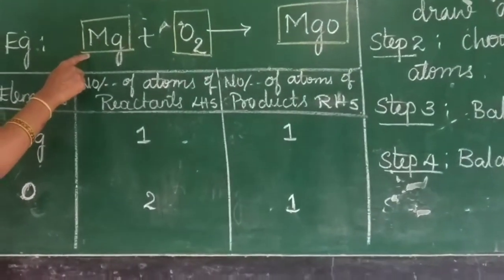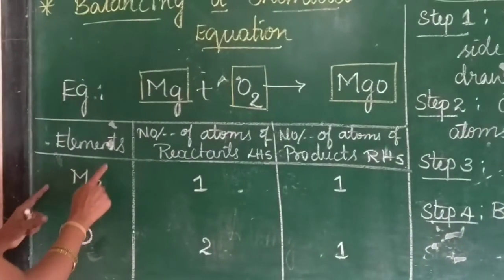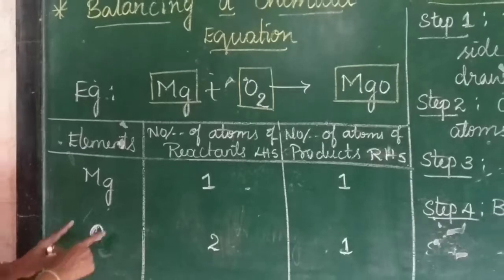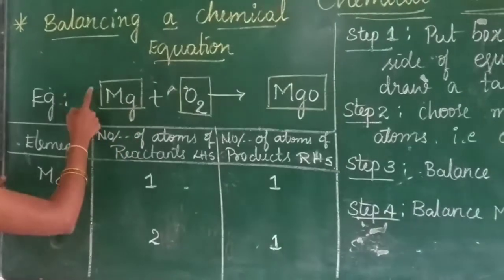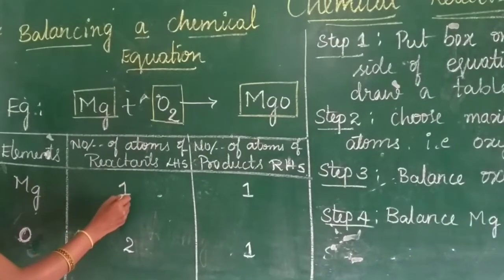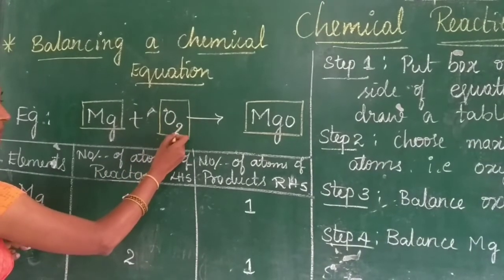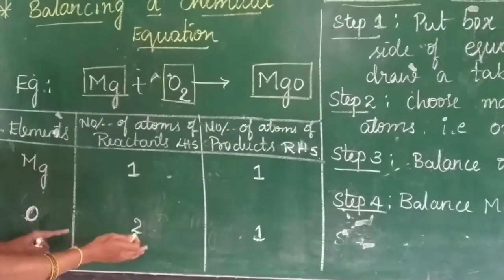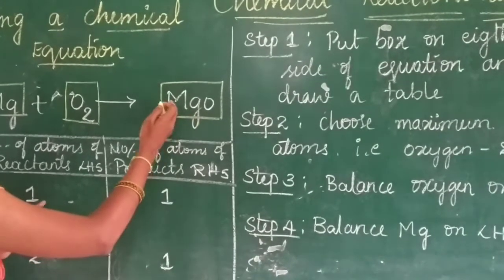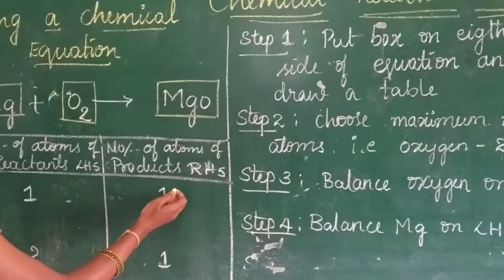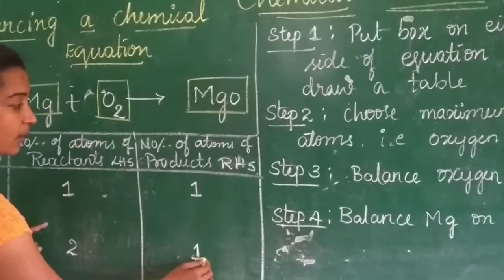And observe this equation. Here the elements used are magnesium and oxygen. Write them in the elements column like this. And look at this equation and count the number of magnesium atoms. Here only one magnesium atom is there, write 1. And look at oxygen. Oxygen has 2 atoms, write here 2. In the same way, see the RHS of the equation and write the number of atoms of magnesium and oxygen. Both have only 1 atom, write here 1, here also 1.